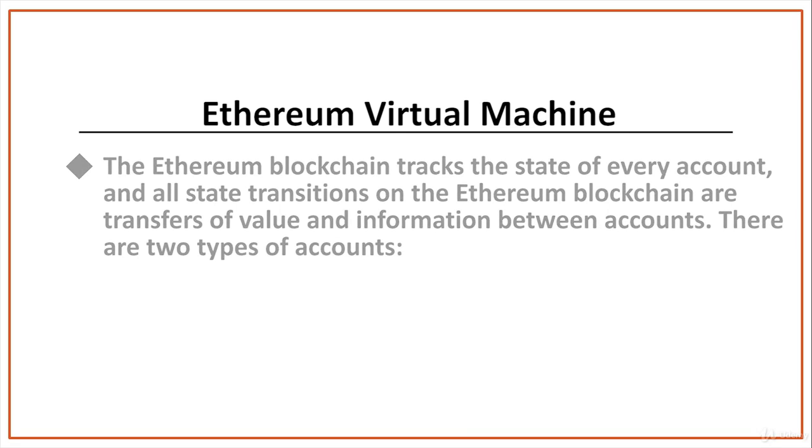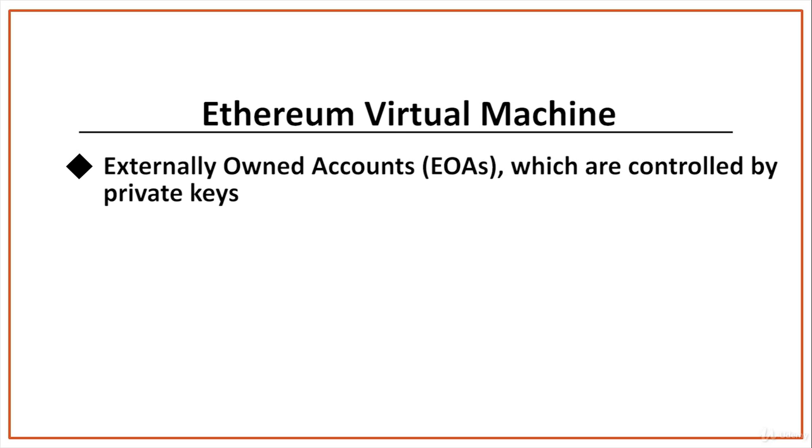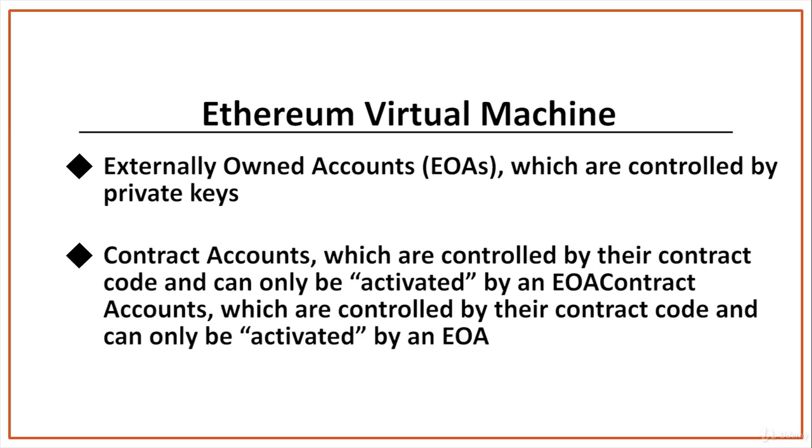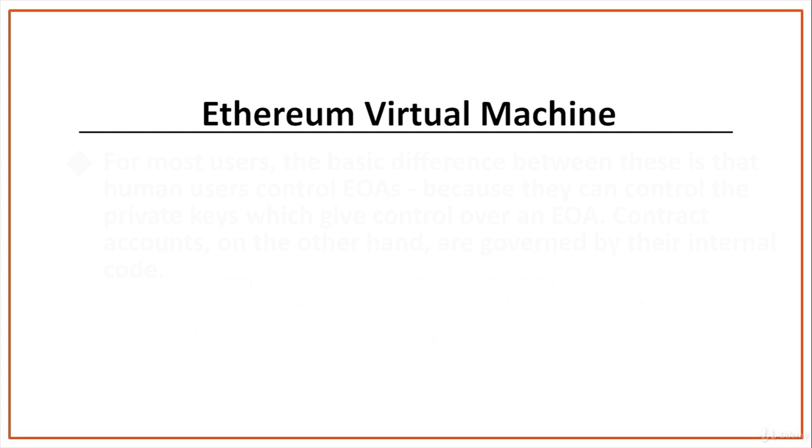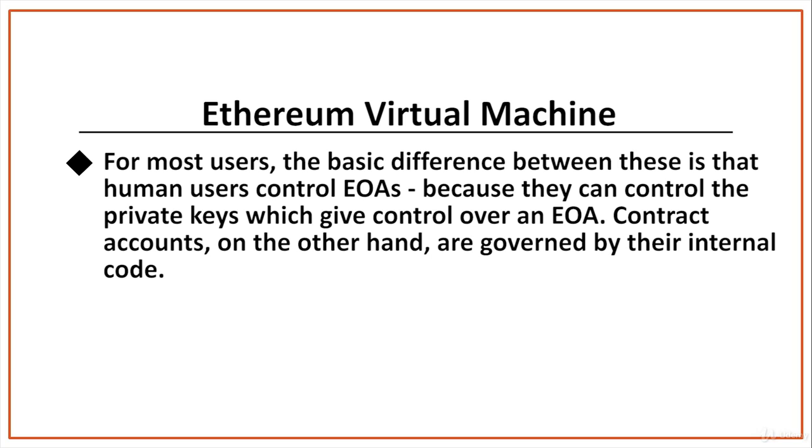And there are two types of accounts. Externally owned accounts, the EOAs, which are controlled by private keys, and contract accounts, which are controlled by their contract code and can only be activated by an EOA. But for most users, the basic difference between these is that human users control EOAs because they can control the private keys, which give control over the EOA.